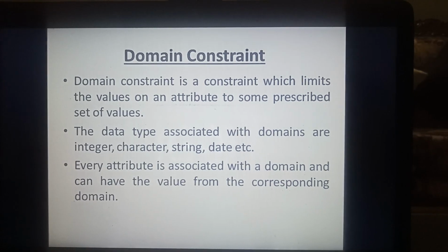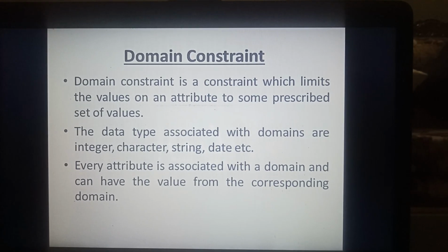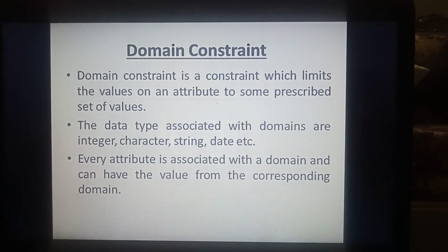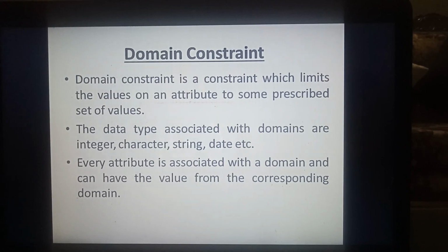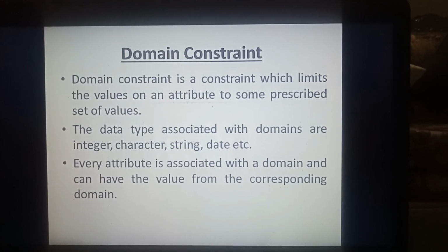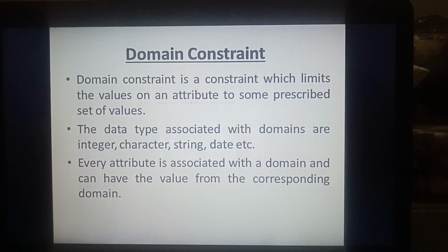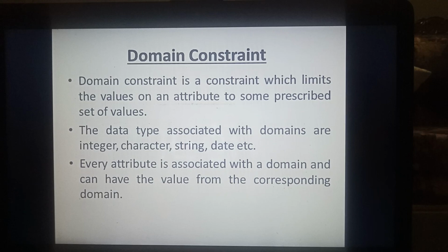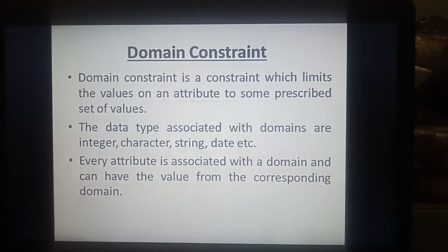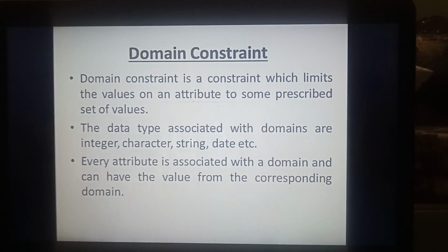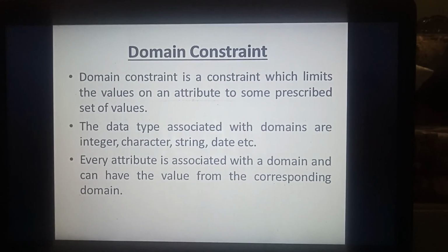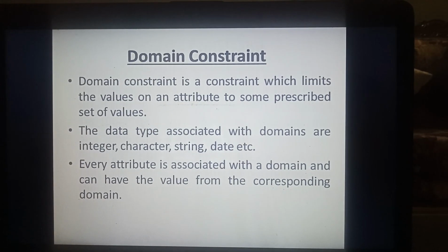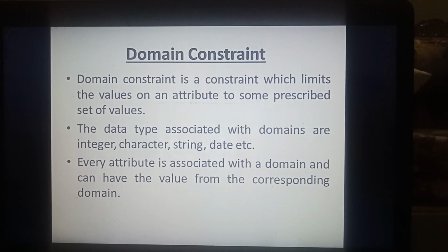So first is domain constraint. Now, domain constraint is a constraint which limits the values on an attribute to some prescribed set of values. Means domain constraint limits the values of an attribute. For example, if suppose we have assigned an attribute to be a numeric type, then we can't give character values to that attribute. So we have limited the values on an attribute.